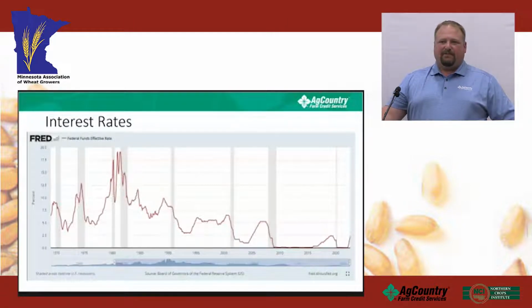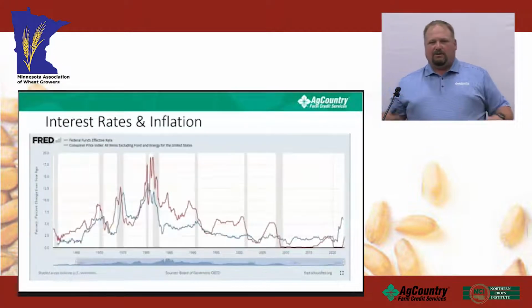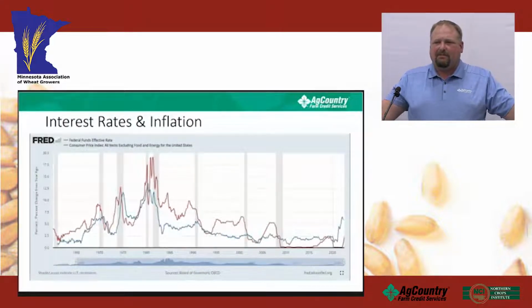Let's put the interest rates and inflation together. If we look at those two together, what do we have? This is just kind of putting those two charts over the top of each other. In this case, the blue line is the inflation number, again, excluding the food and energy. And basically, you can see it really follows along, right? Inflation starts to go up.